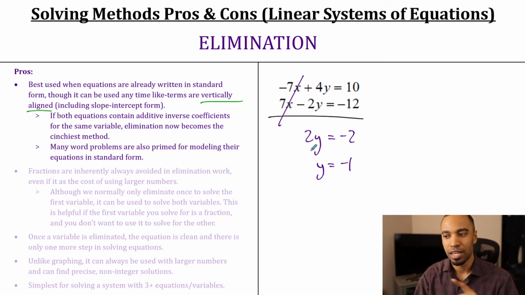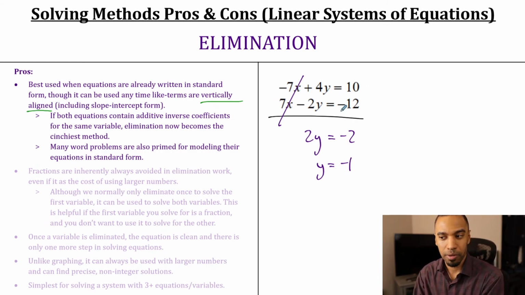You are set. This is very, very well worked out. And many word problems are also primed for modeling their equations in standard form. I've talked about word problems working out in slope-intercept form. You create a lot of things with rates and stuff, slope-intercept form. A lot of them are in standard form too.